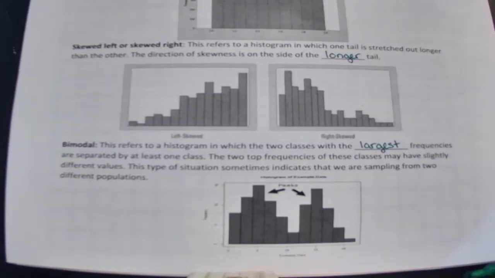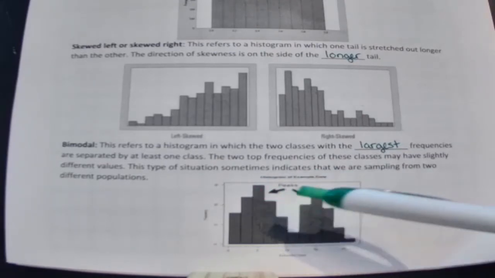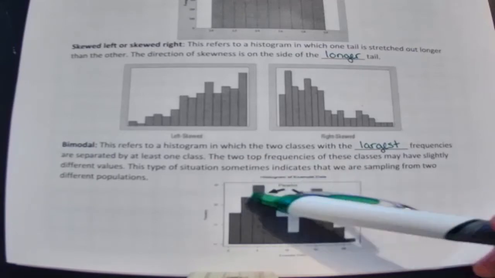Now, the one under it says bimodal. This refers to a histogram in which the two classes with the largest frequencies are separated by at least one class. The top two frequencies of these classes may have slightly different values. This type of situation sometimes indicates that we are sampling from two different populations. So you'll notice that there are two peaks that are higher than the others, and since they're in two different spots, that lets us know it is bimodal.